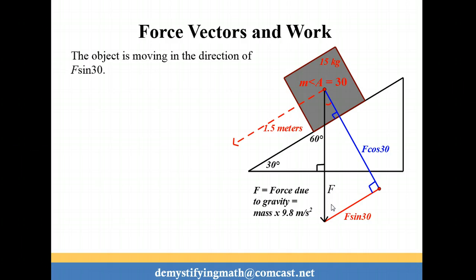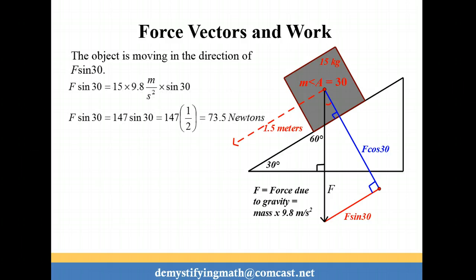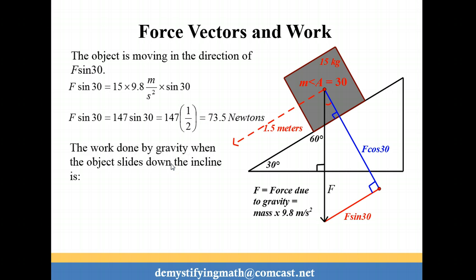The object is moving in the direction of the F sine 30 line. So F sine 30 is going to give us 15 times 9.8 times sine 30. We're taking the force that we figured out on the previous slide, which was 15 times 9.8, that 147 we found, and multiplying it by the sine of 30. The sine of 30 is 1/2, so we have 73.5 newtons as our force. That's the force that we're going to use when we're figuring out our work.